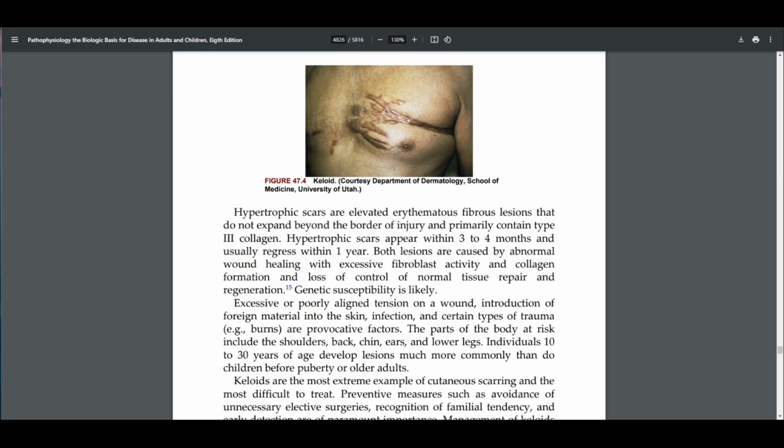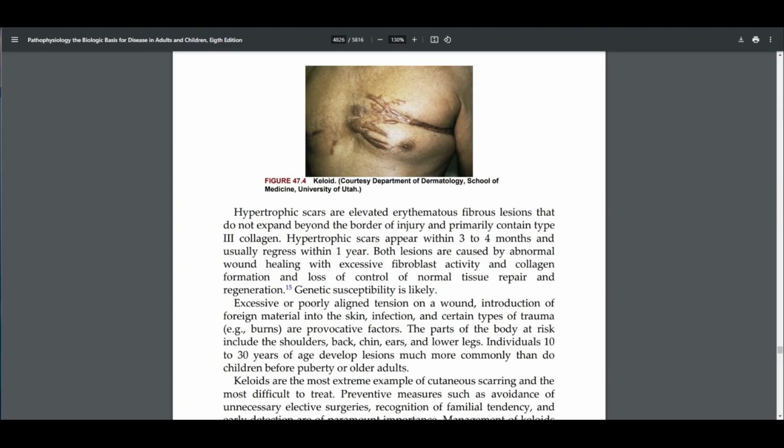Hypertrophic scars are elevated, erythematous, fibrous lesions that do not expand beyond the border of injury and primarily contain type 3 collagen. Hypertrophic scars appear within 3 to 4 months and usually regress within 1 year. Both lesions are caused by abnormal wound healing with excessive fibroblast activity and collagen formation and loss of control of normal tissue repair and regeneration.